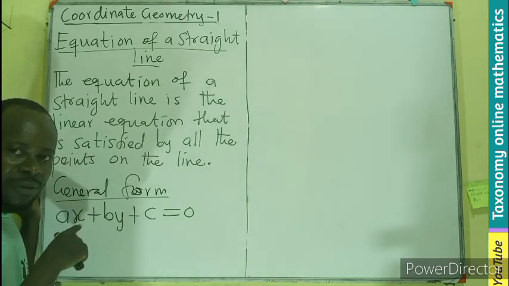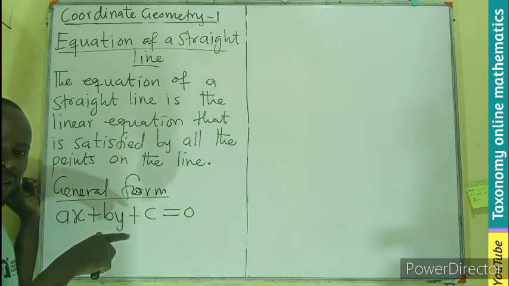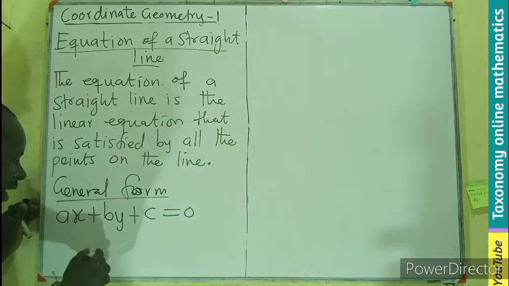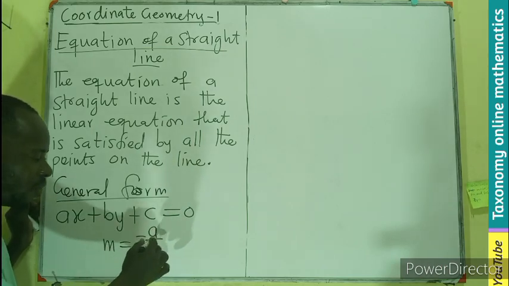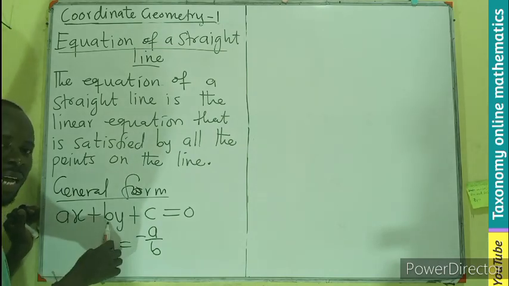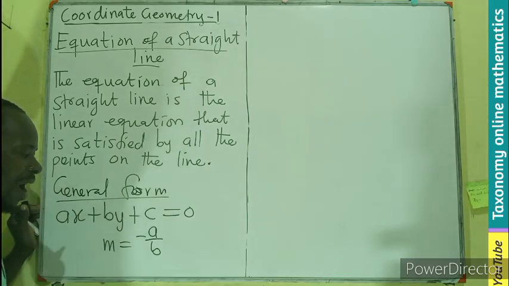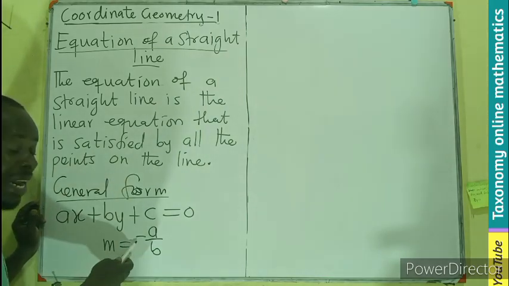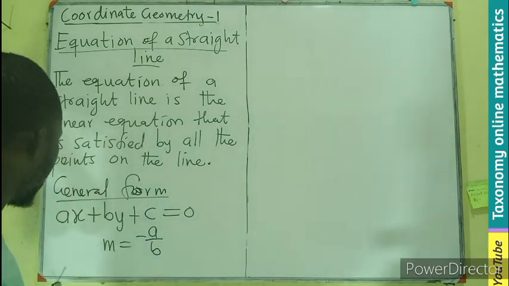Remember, in the previous episode, we learned how we can find the gradient from here. We learned that the gradient is just m = -a/b, meaning the coefficient of x divided by the coefficient of y. If you have that, the negative of that will give us the gradient, right? Good. Let's proceed.